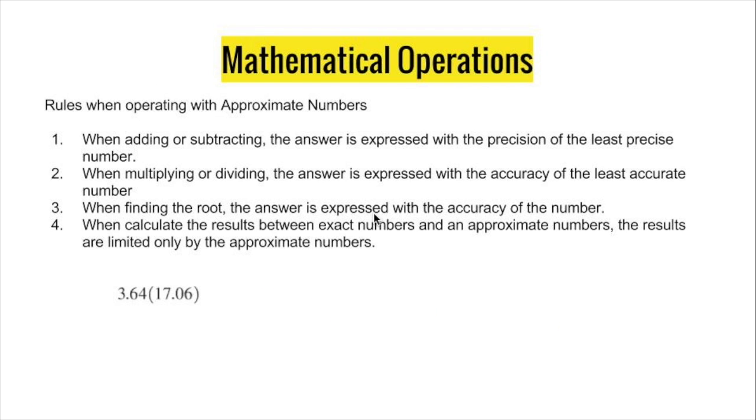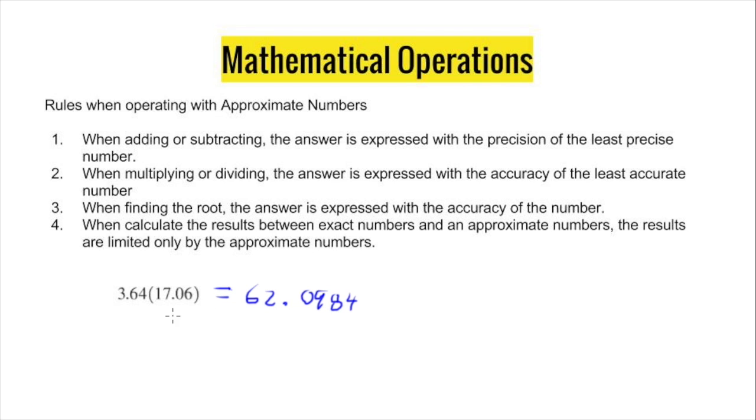Just like with the last expression, in order for me to solve 3.64 times 17.06, all I simply have to do is plug this into the calculator. And when I do, I get that this is equal to exactly 62.0984. Now, since I was multiplying, I need to look at rule 2. It says when multiplying or dividing, the answer is expressed with the accuracy of the least accurate number.